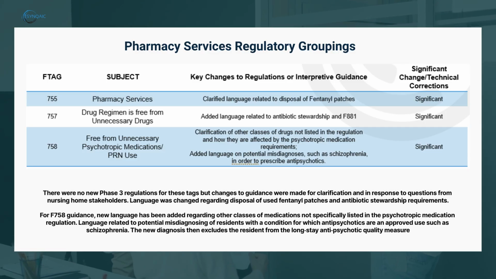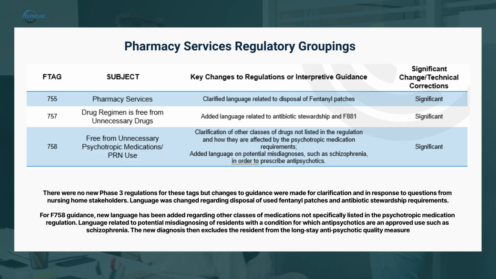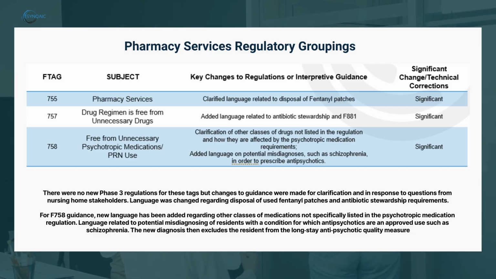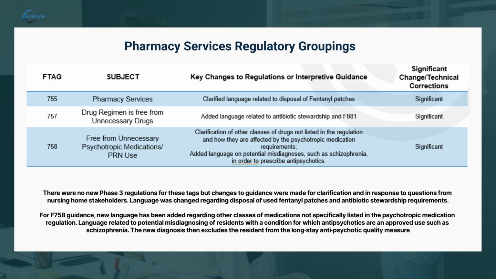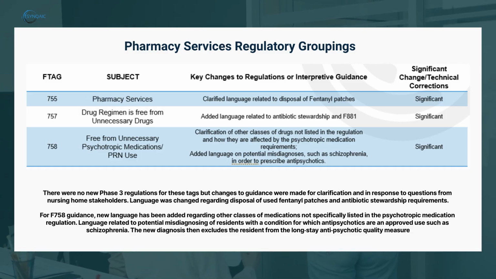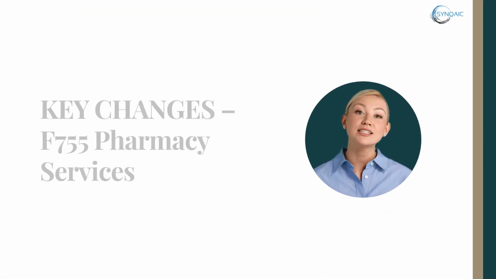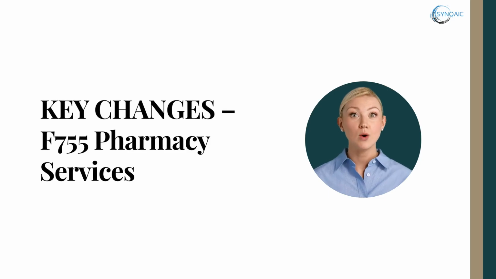In this regulatory category, there have been clarifications about other classes of drugs not previously listed in the regulations and how they are affected by psychotropic medication requirements. The regulation also includes language on potential misdiagnoses, such as schizophrenia, when such psychotropic medications are prescribed. All 3 pharmacy services regulatory changes are considered significant at the time of release for Phase 3. Now, let's look at the different pharmacy services regulatory changes one by one.